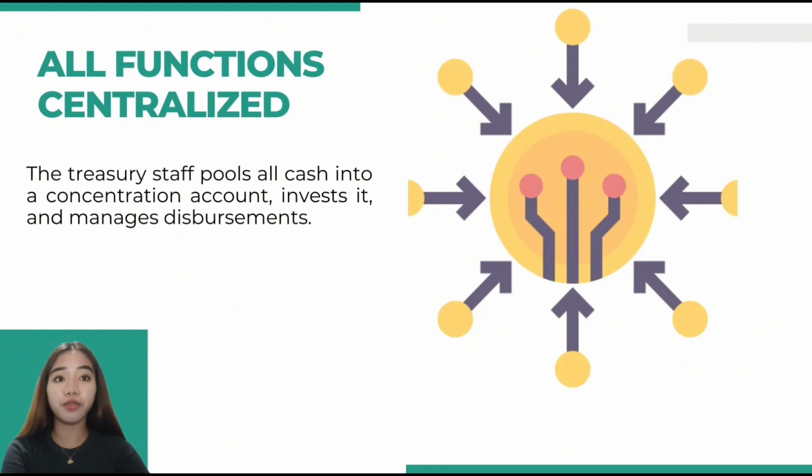So, the concept of all functions centralized in cash concentration refers to the financial management strategy in which an organization consolidates and centralizes all aspects of its cash and treasury management function into a single central treasury department or function. So under this approach, the central treasury team assumes control and responsibility for a wide range of financial activities, including cash collections, disbursements, liquidity management, investment, risk management, and more.